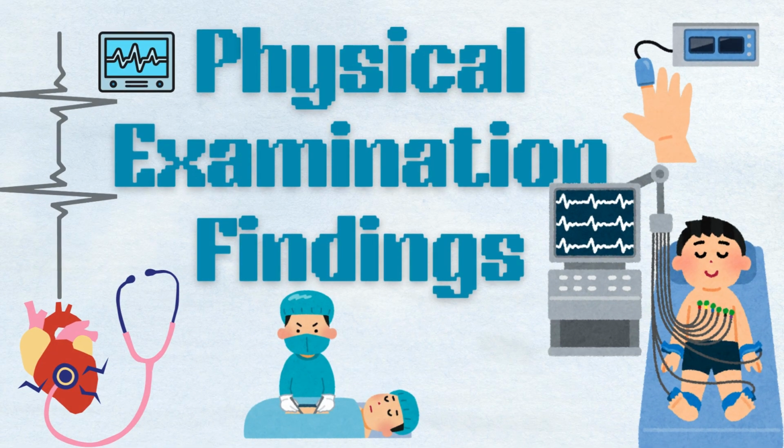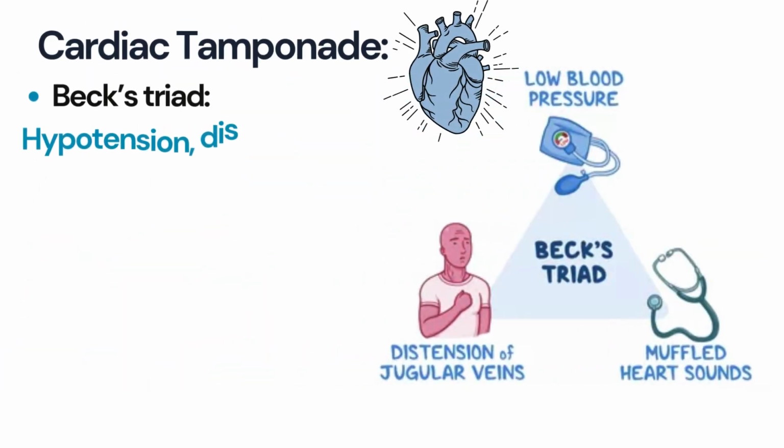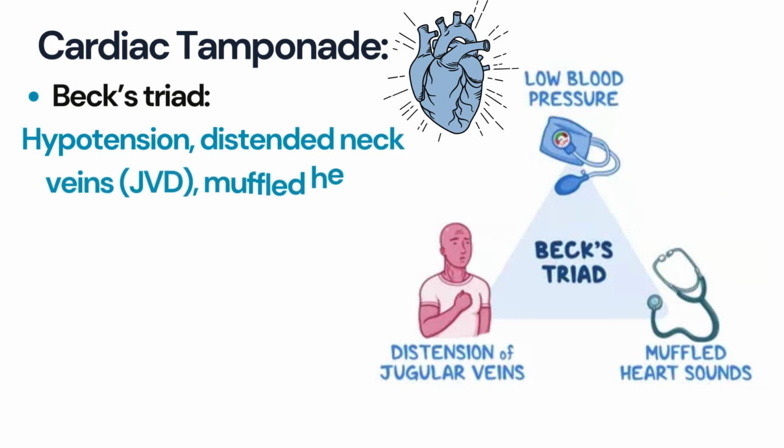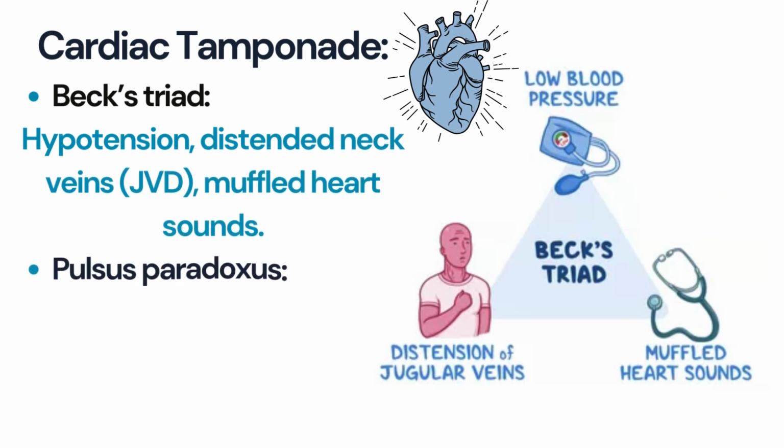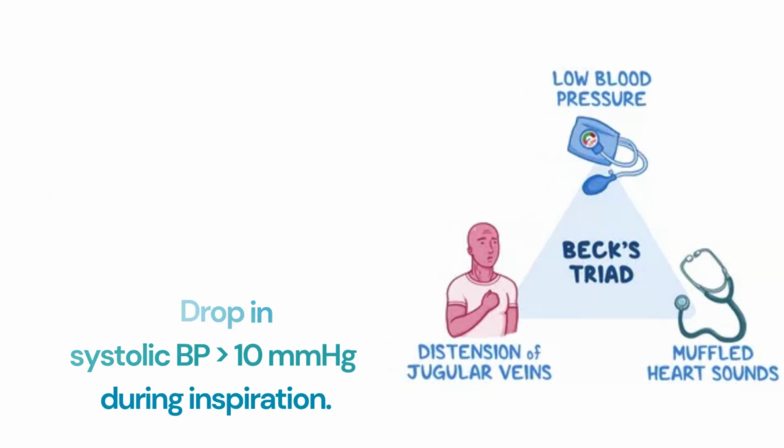Physical examination findings can vary based on the underlying cause. Cardiac tamponade: Beck's triad, which includes hypotension, distended neck veins, and muffled heart sounds. Pulsus paradoxus: a drop in systolic blood pressure greater than 10 millimeters of mercury during inspiration.